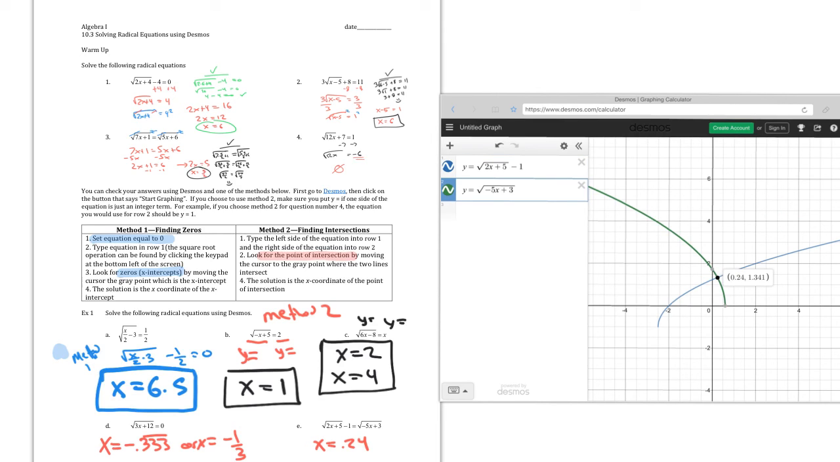All right, how'd you do? In D, you should get negative 0.3 repeating, or you could call that negative 1/3. And in E, we get x equals 0.24. You can see my graph over here right now. Be careful when you type in the first part of that, the -1 is outside the square root.